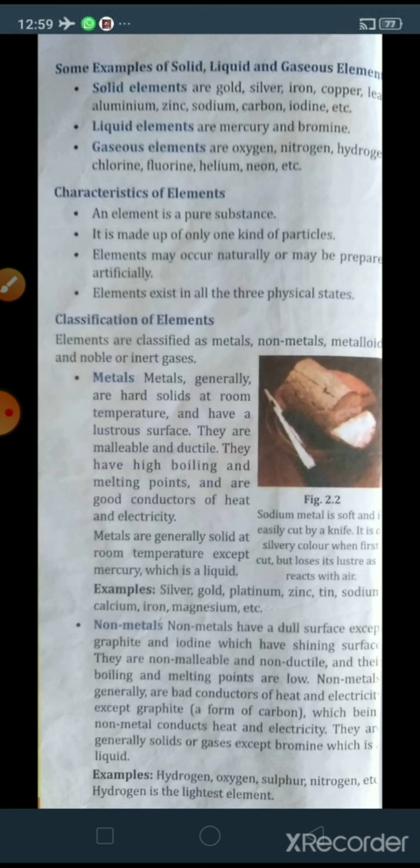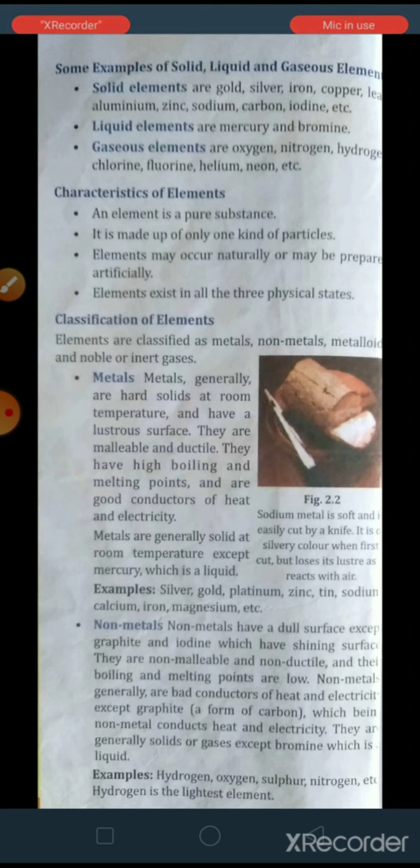So metals are a kind of element. Generally, metals are hard solids at room temperature. That means at normal temperature, the metals are hard solids. And metals have a lustrous surface. Lustrous surface means shining surface. When we see the surface of the metal, that is shiny. That means metals have a lustrous surface.